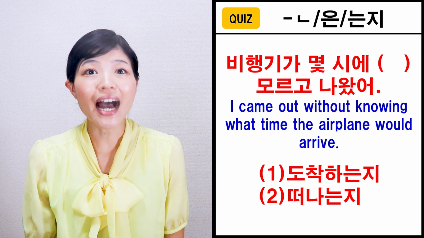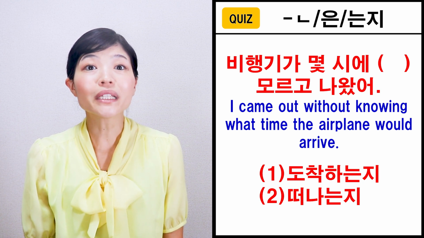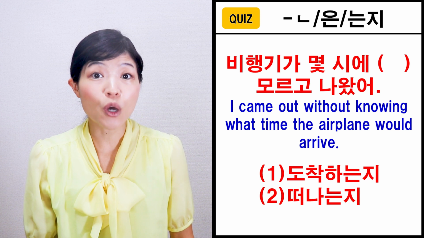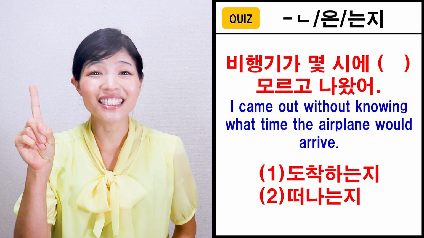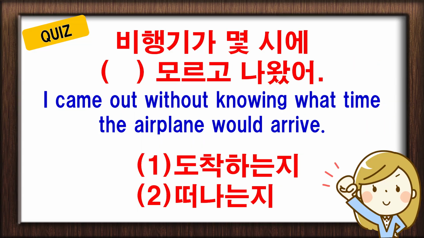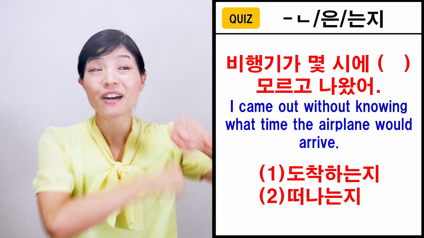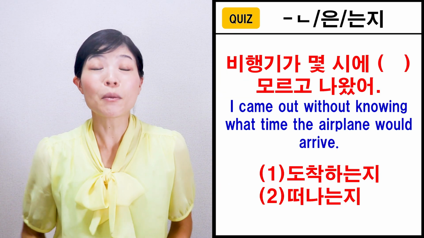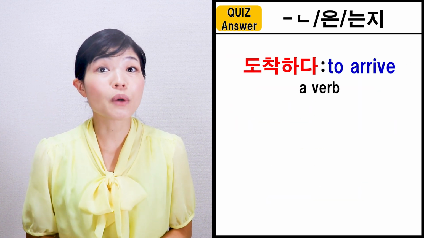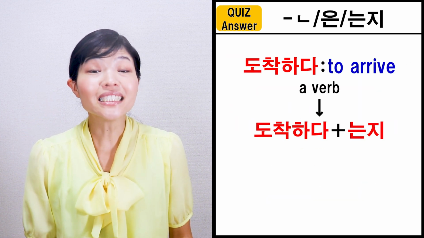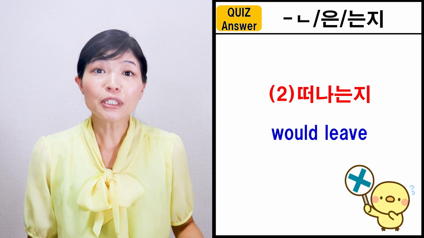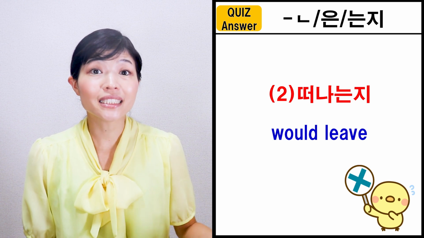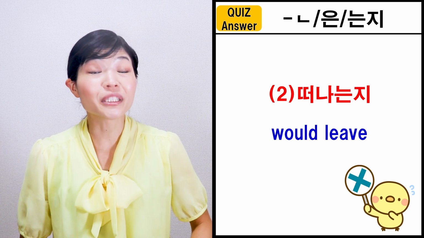비행기가 몇 시에 ___ 모르고 나왔어. I came out without knowing what time the airplane would arrive. Number 1, 도착하는지. Number 2, 떠나는지. The correct answer is number 1. Since 도착하다, to arrive, is a verb, you add 는지 to the stem to make 도착하는지, would arrive. Number 2 is wrong because 떠나는지 means would leave, which is the opposite meaning.